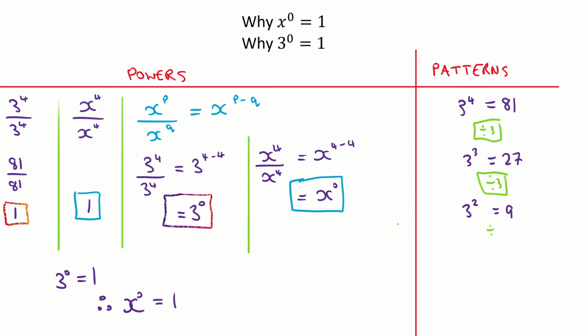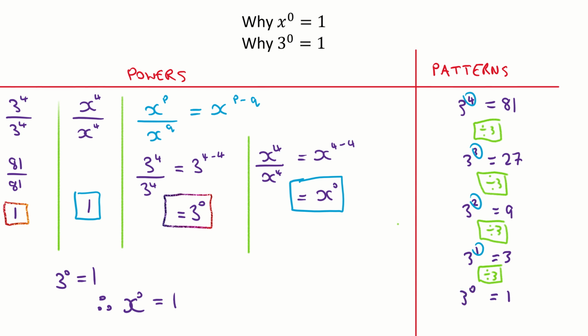Divide again by 3, let's see what happens. I'm left with 3 into 9, which is 3, which is 3 to the power of 1. And let's go again. This is the important one now. Divide by 3. 3 divided by 3 is 1. And look at my powers here every time. It's going from 4 to 3 to 2 to 1. So the pattern must tell me that this one is 3 to the power of 0.